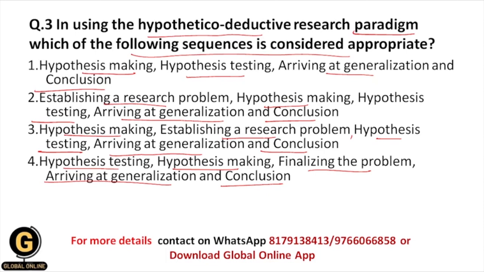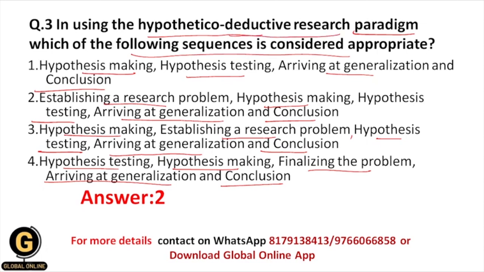Your correct answer should be 2, because whenever you do any kind of research, your first step should be to establish a research problem. You need to identify first of all the research problem, then establish it, then after that formulate a hypothesis, then test the hypothesis, then arrive at generalization, and the last step will be the conclusion.